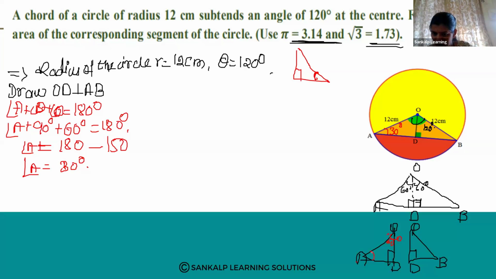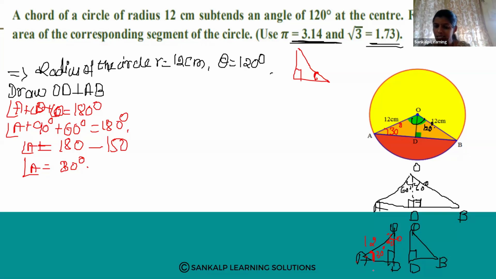OAD, we know the value of angle A, that is theta value is 30 degree. And OA value is 12 centimeter. OA value is 12 centimeter and angle A is 30 degree. By using these two values, we can find out AD value. Yes. Here we know the OA value and we also know angle theta. By using these two values, we can find out AD.